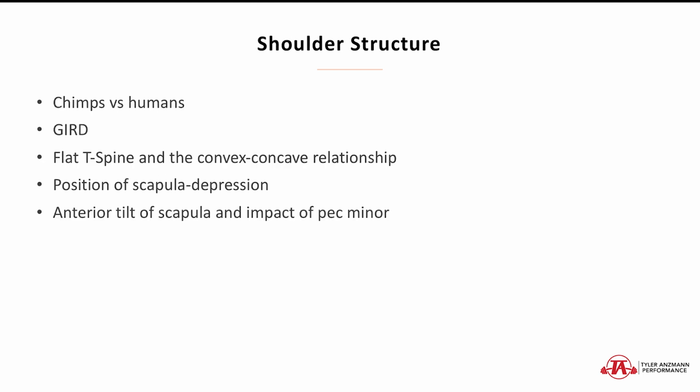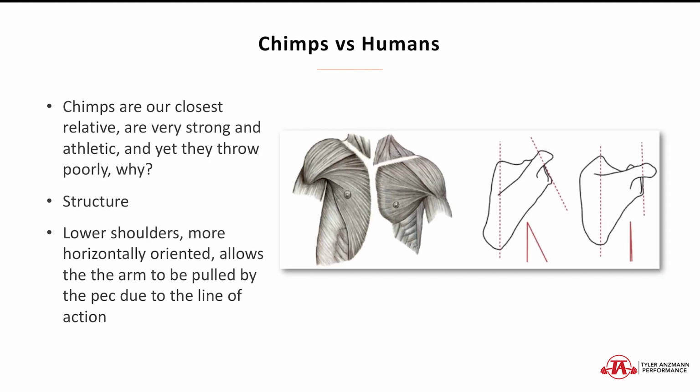This will make a little bit more sense as we get into it. But a logical place to start is evolution, chimps versus humans, what this looks like in terms of humans as hunters as they continued to evolve, and why we throw so much better than our very close relatives, the chimpanzees. So what you'll see is that humans throw significantly better than chimpanzees, even though chimps are very strong and very athletic. They throw relatively poorly, and structure is one of these reasons.